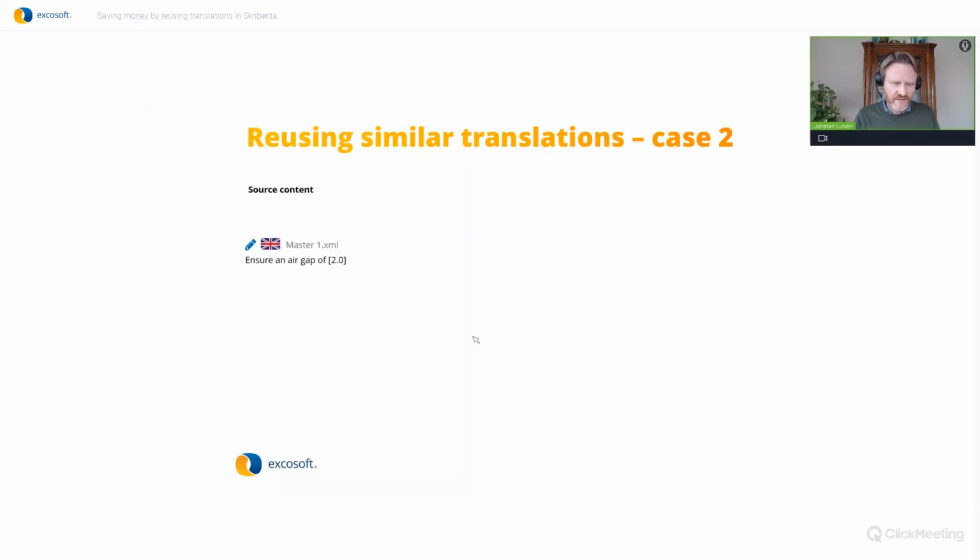There was a slight difference in the wording. But let's say here that we have a source text saying ensure an air gap of 2.0, and this value, or this unit here, is actually a metric. It's inches. So the air gap is 2 inches. If I wrap this unit with a unit phrase and specify that the type is inches, I can make this particular text reusable, because when I translate, the actual value 2.0 will not end up in the memory. So what ends up in the memory is a placeholder, which is the unit phrase.